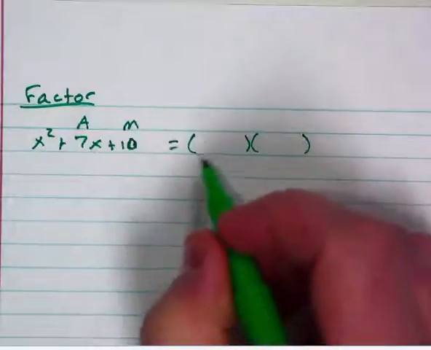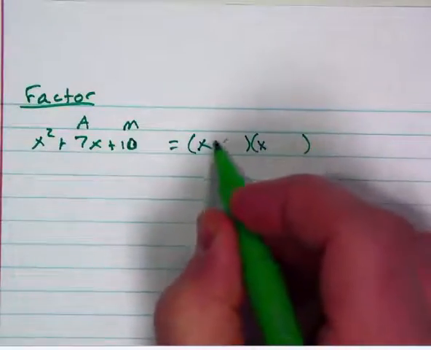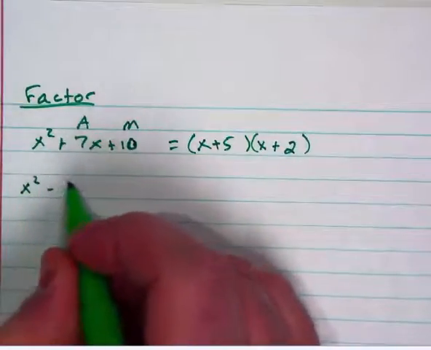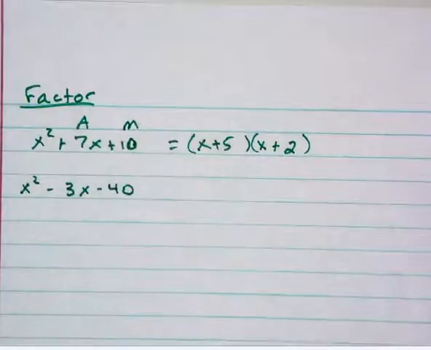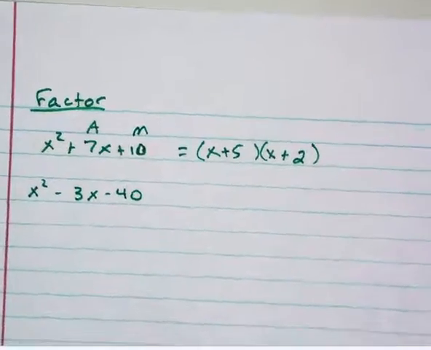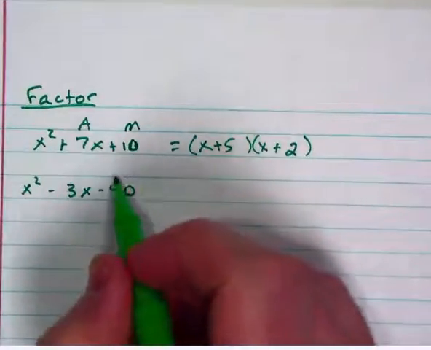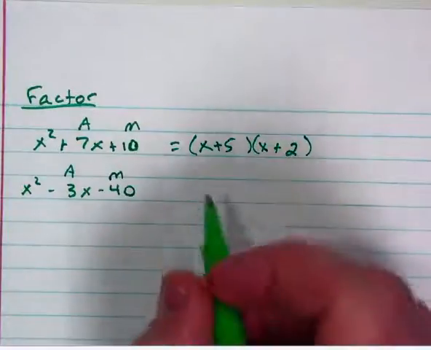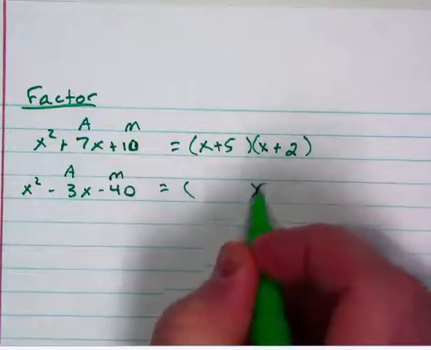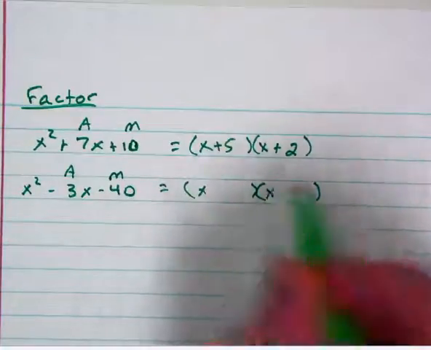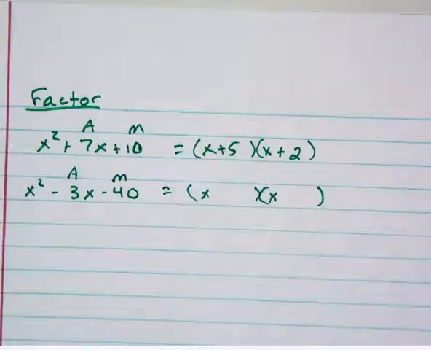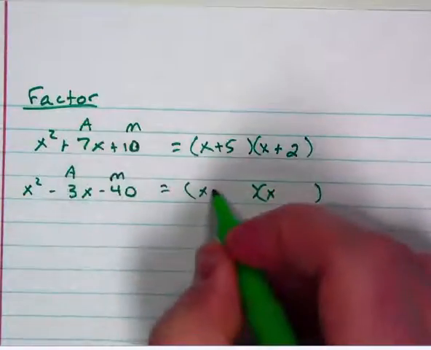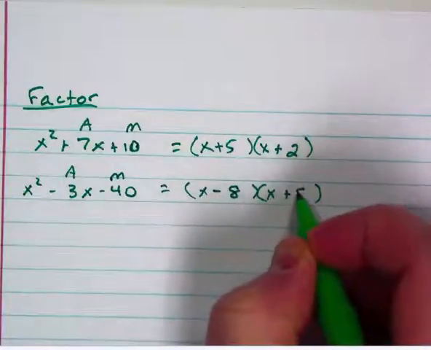Keep in mind the only way to get x squared is to do x times x, so here is our plus 5 and our plus 2. If I was to do x squared minus 3x minus 40, again I do not see a GCF. It's not the difference of perfect squares, so I'm going to see if there are numbers that multiply to negative 40 that also add to negative 3. And once again, the only way to get x squared is x times x. And numbers that multiply to 40 are 8 and 5, which are 3 apart. So that's a negative 3, so I want that to be negative 8 and positive 5.